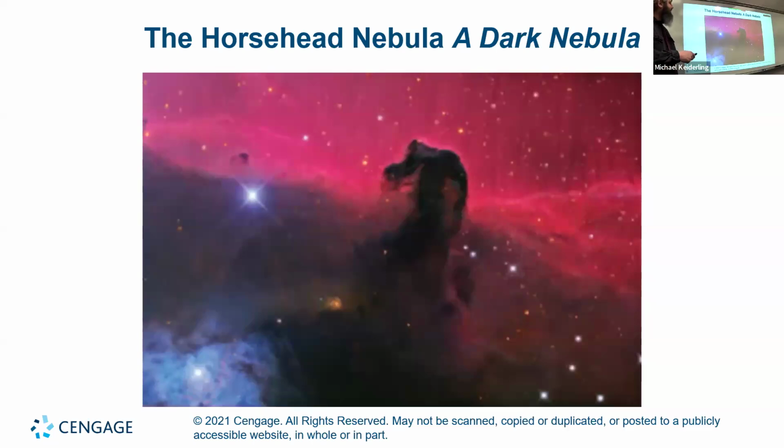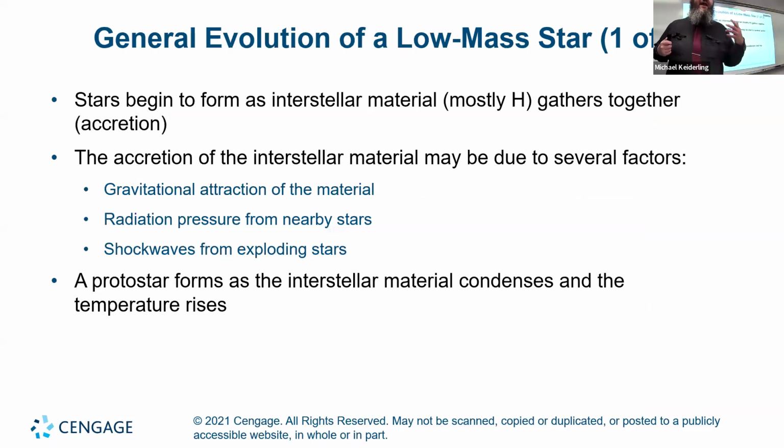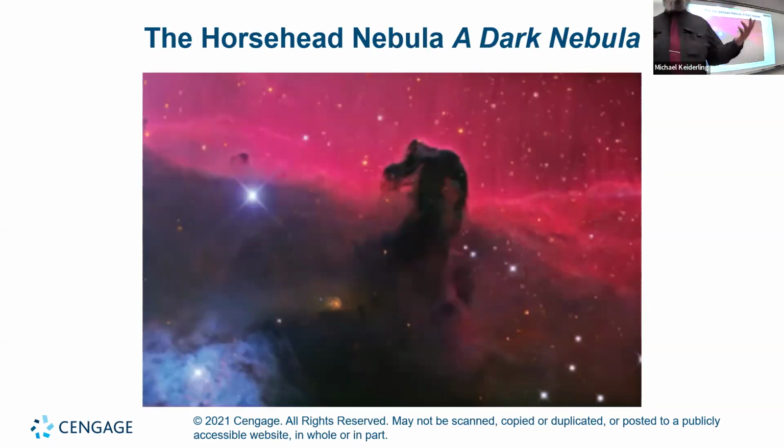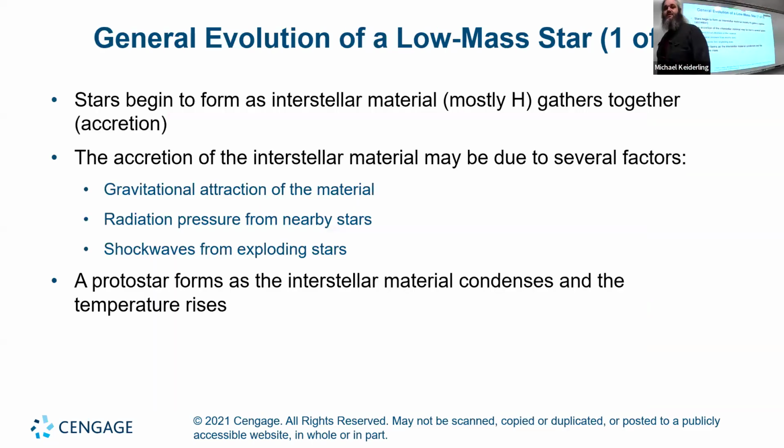So this is the backlit emission nebula. This is the dark cloud of dust getting in the way. And to look inside nebulae and understand stars being born, we generally use infrared telescopes because they can penetrate through the dust. Infrared light is not easily blocked by the dust because the particles are too small for that. So let's go over the general evolution of a low mass star, how it starts.